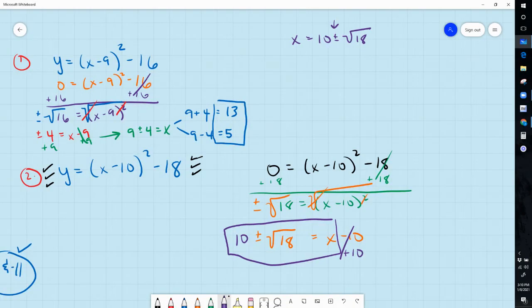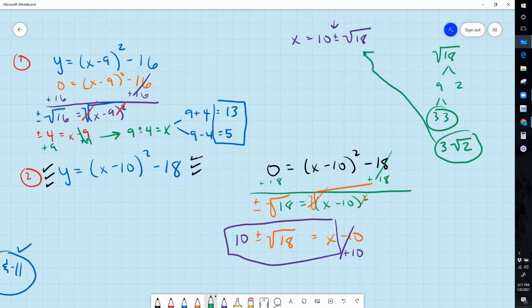Remember, we have two answers here. So the square root of 18 could be reduced. It isn't a nice number, but it could be reduced. And remember, the way we do that is we factor tree. So we're going to say 9 and 2, 3 and 3, and look, we do have a pair. So this turned into 3 square roots of 2. That replaces this. You're always going to want to put it in simplified form. So x equals 10 plus or minus, not the square root of 18, but 3 square roots of 2.